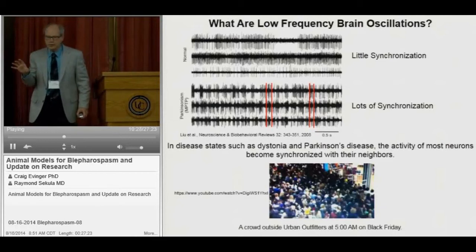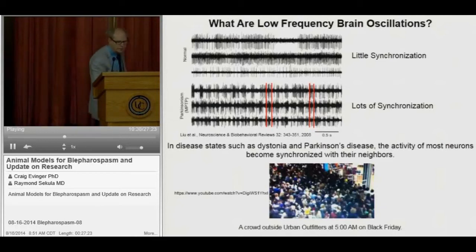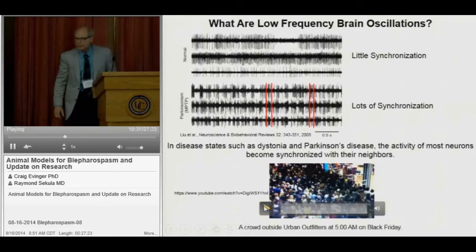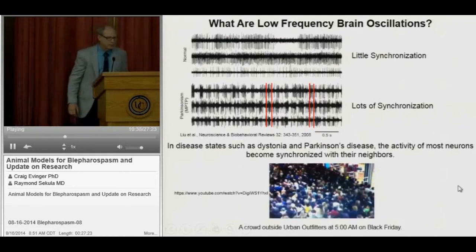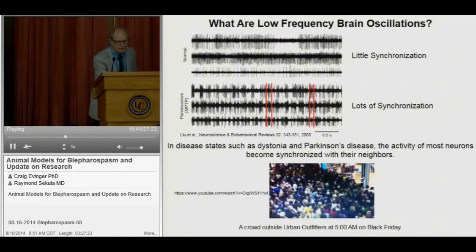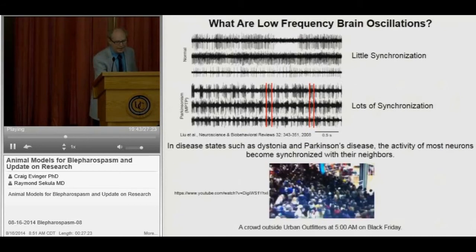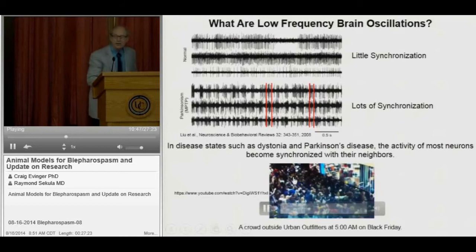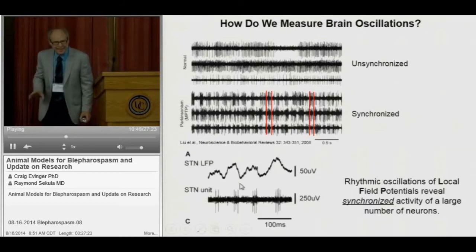Think of your crowds again. And here's an example of people outside Urban Outfitters at 5 a.m. on Black Friday. Right? There you go. They gummed up the works, right? You get too synchronized, things are not good.